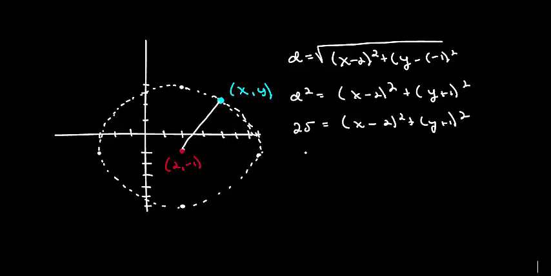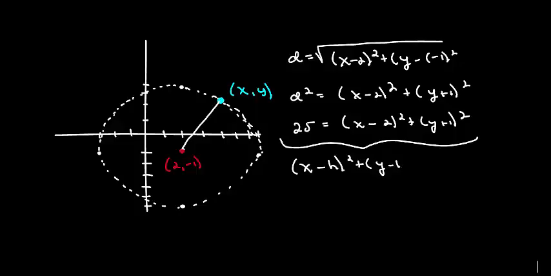equals (x minus 2) squared plus (y plus 1) squared, just like that. So this is how you figure it out without using the formula. And the general formula is (x minus h) squared plus (y minus k) squared equals r squared, where (h, k) is the center and r is the radius.